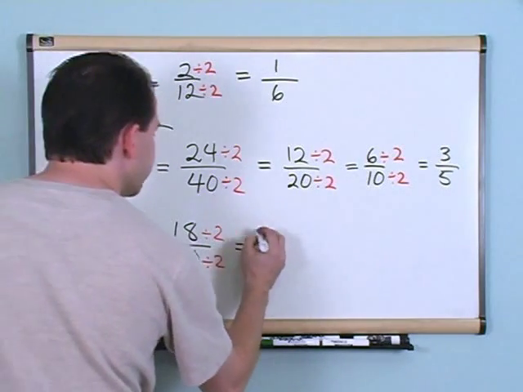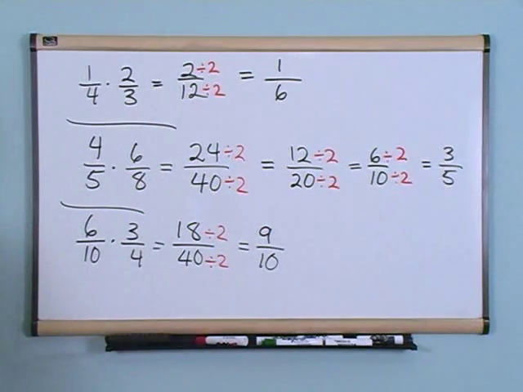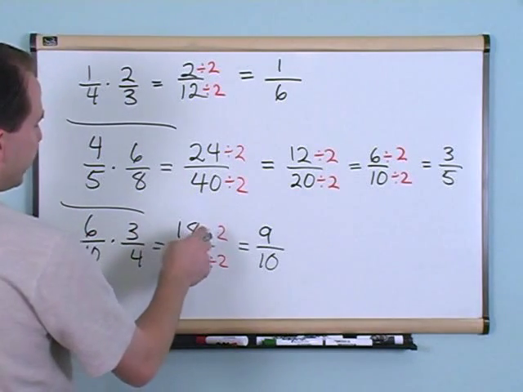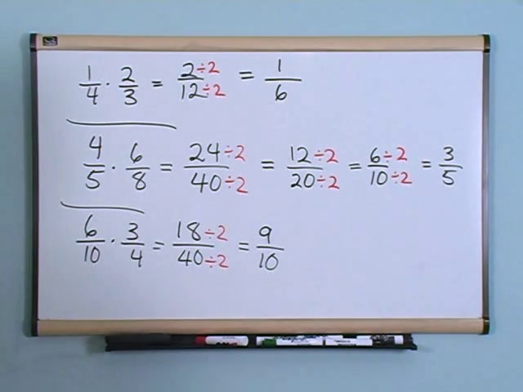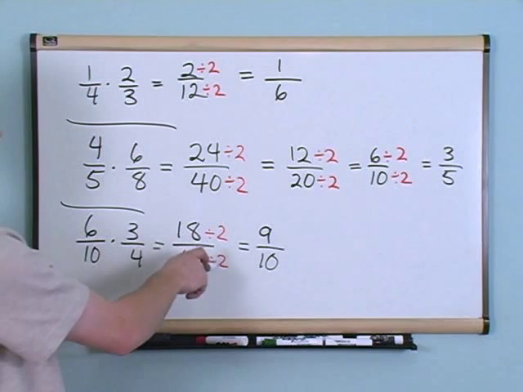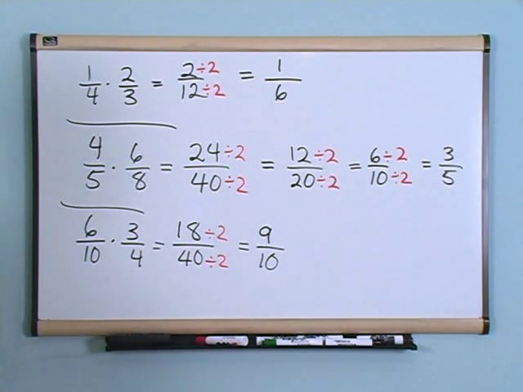So 18 divided by 2 is going to give me 9. And finally, 40 divided by 2 is going to give you 10. And you can't simplify 9/10 anymore. You just can't do anything more with that, so you're done at this point.